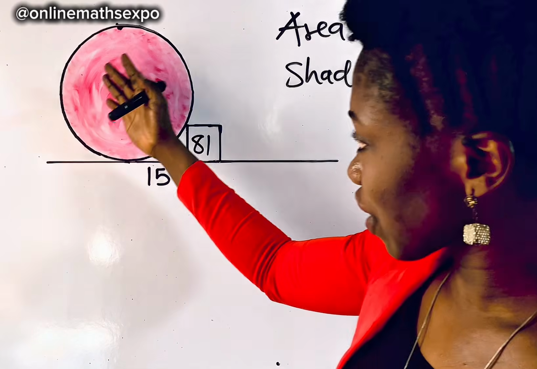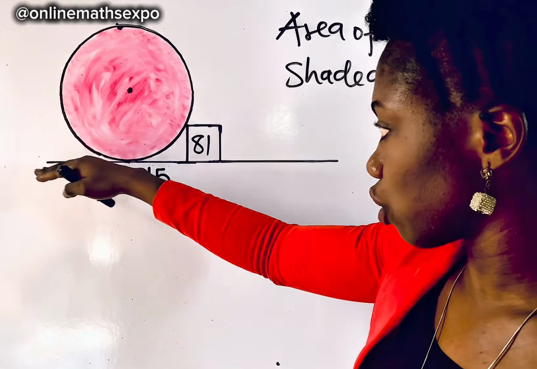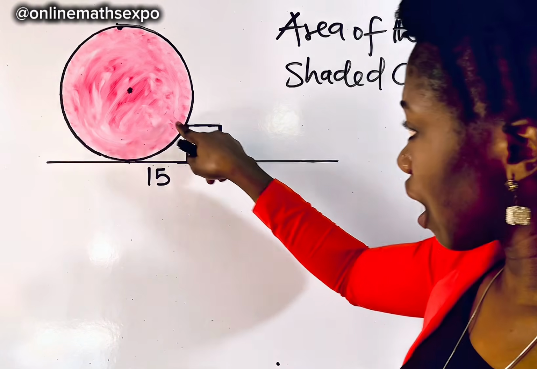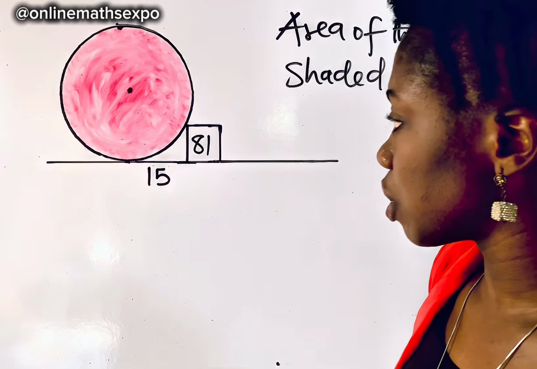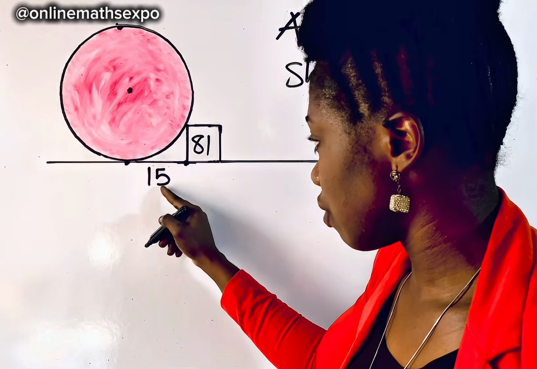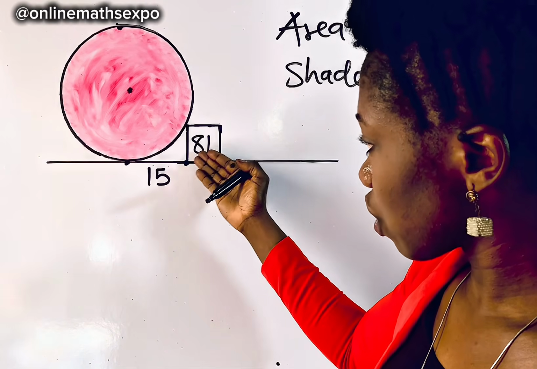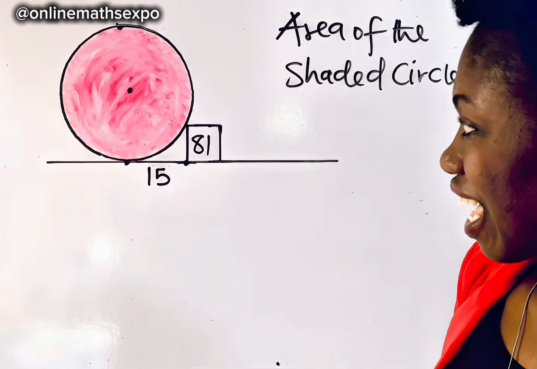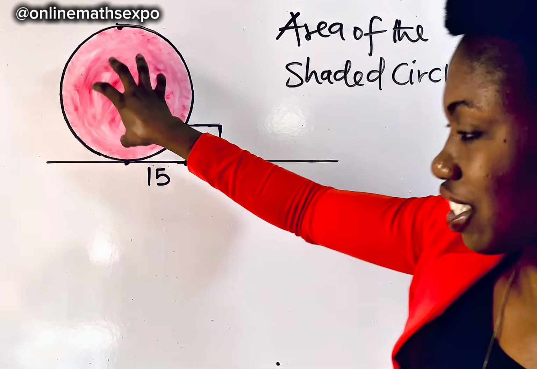We are given a circle and this is a square. You notice that these two shapes are drawn on a straight line and they are both touching each other at this point. And the distance between these points down to this is given as 15 units. The area of the square measures 81 square units. And the question is asking us to find the area of the shaded circle.